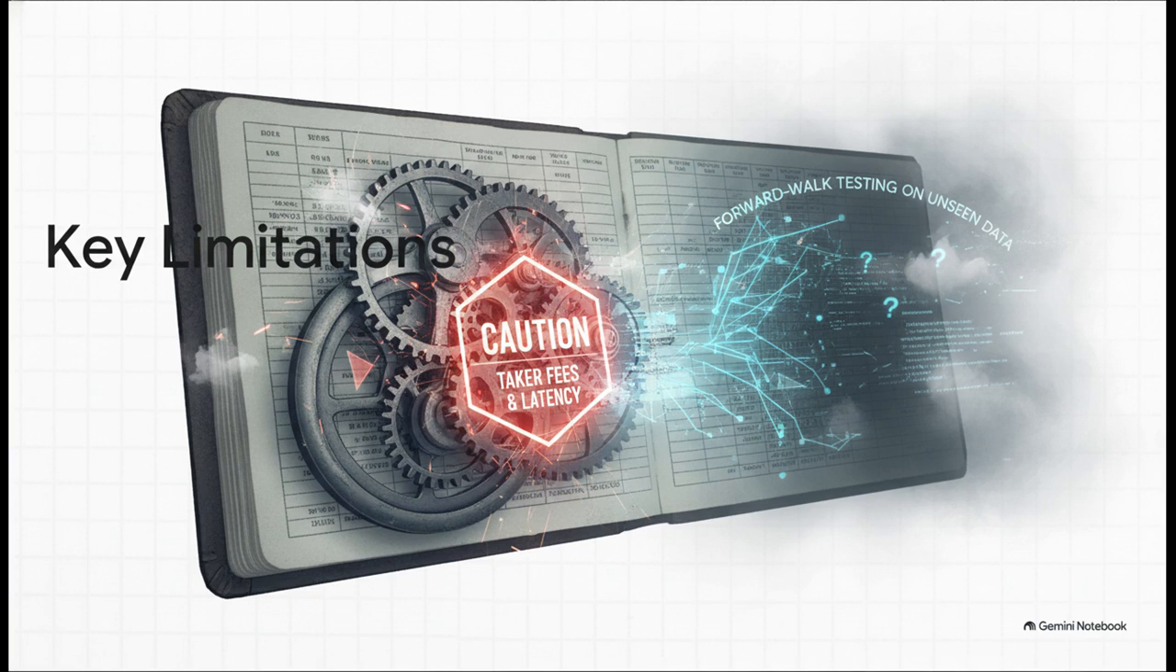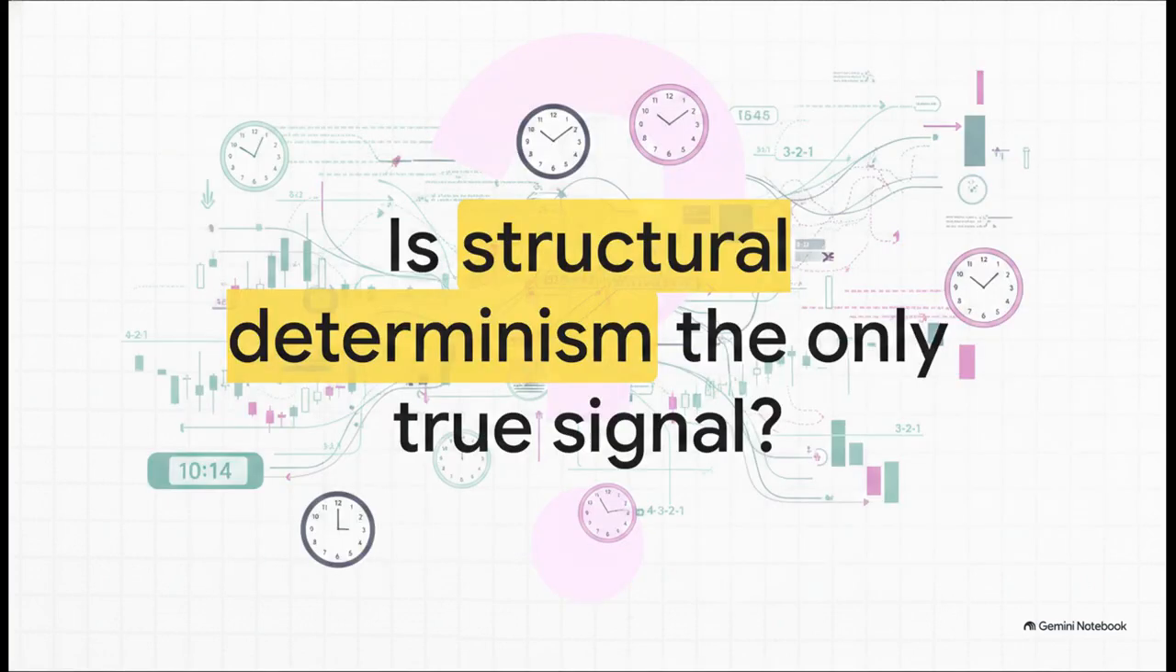So a crucial next step is required here: paper trading with actual live latency, or forward walk testing on unseen future data. Right now, this is an incredibly impressive historical ledger, but it needs live, out-of-sample friction to be fully verified. Ultimately, this framework challenges a foundational assumption of market analysis.